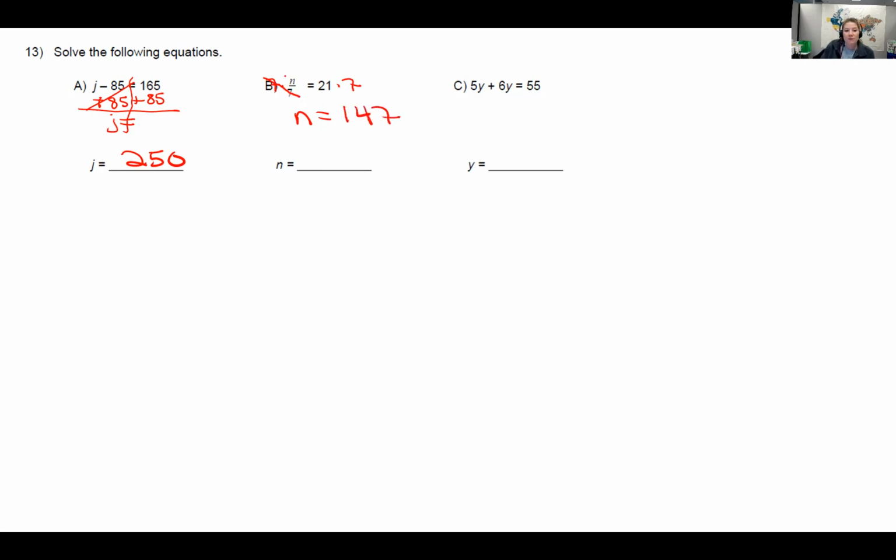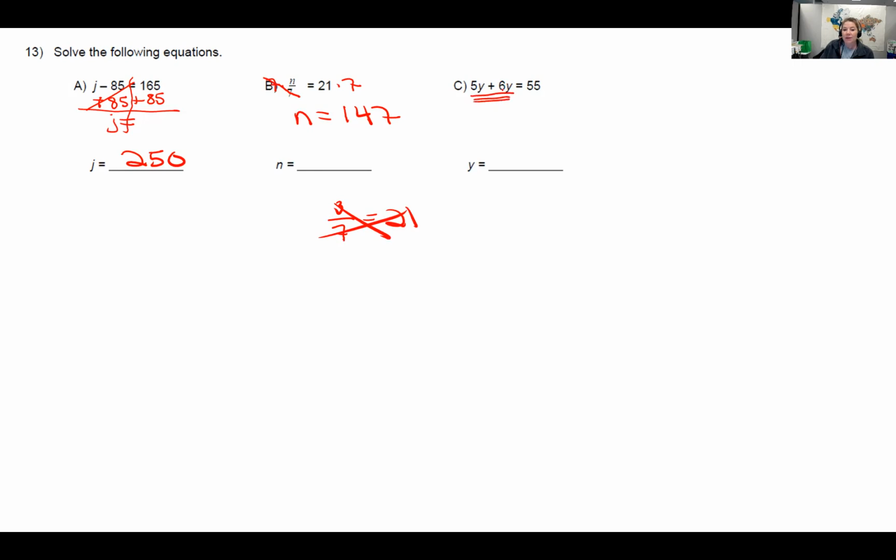So if I divide 147 by 7, do I get 21? Make sure you go back and check these answers. Some of you probably thought the answer was 3 because you're like, oh, division, 7 goes into 21 3 times. But does 3 over 7 equal 21? No, that doesn't even make sense, right? So be careful.